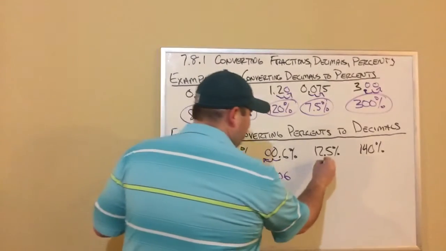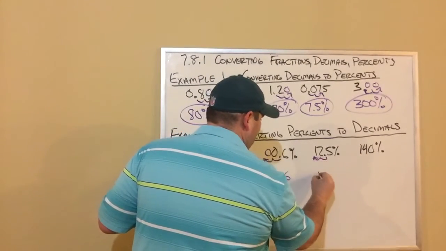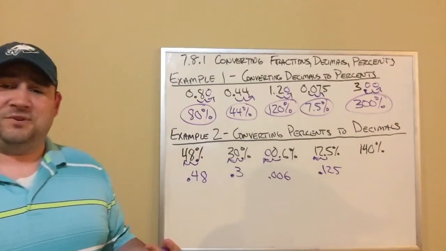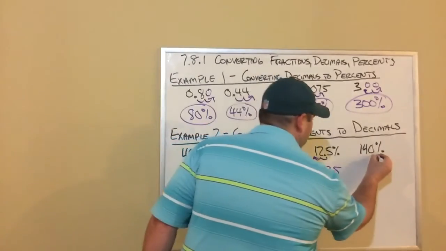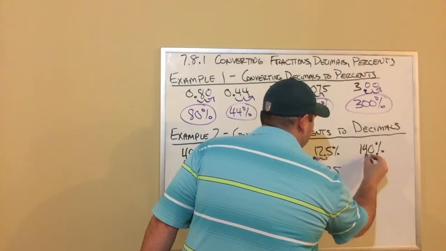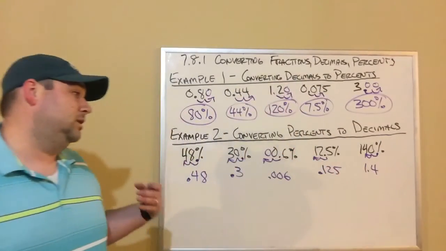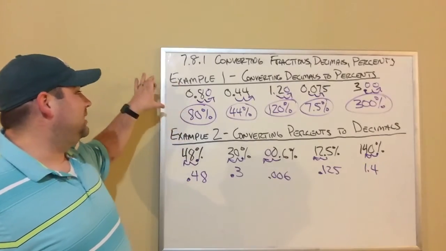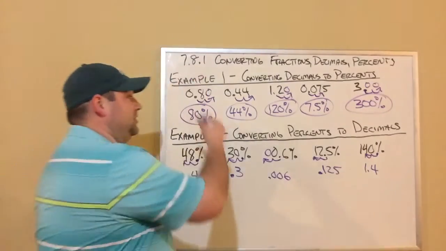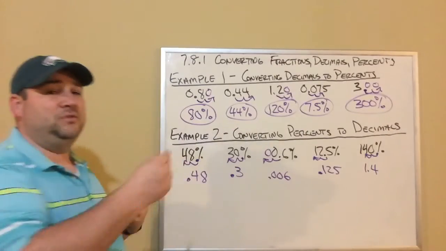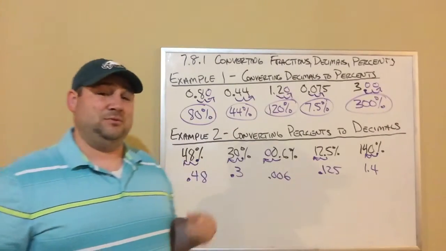12.5%, again, move it 2 places. That's going to be 0.125. Then I've got 140% here. Again, my decimal point's at the end. I move it 2 to the left, and that is now 1.4. So you can see converting decimals to percent, move your decimal 2 places to the right. Converting percents to decimals, move your decimal 2 places to the left.